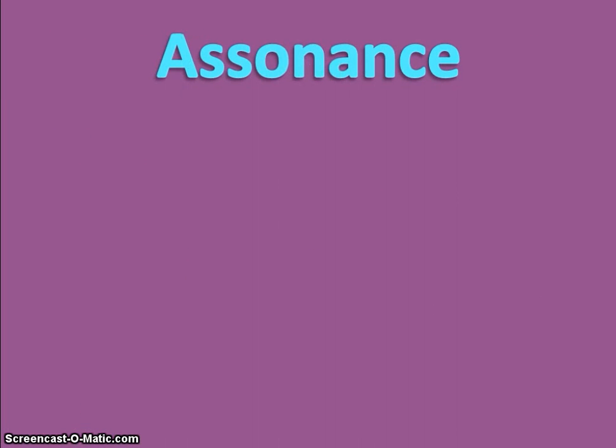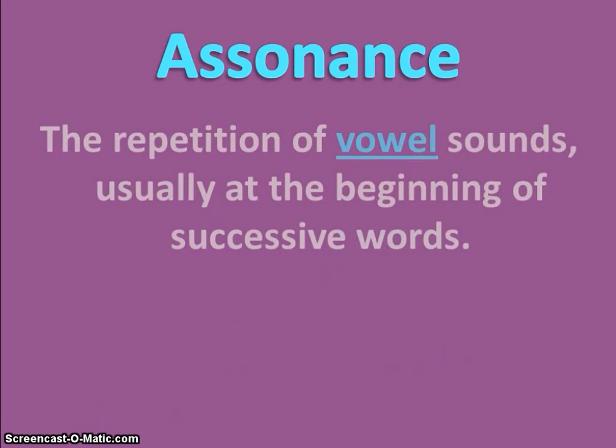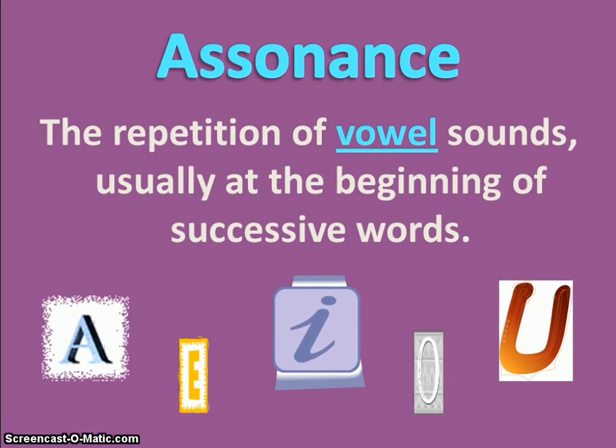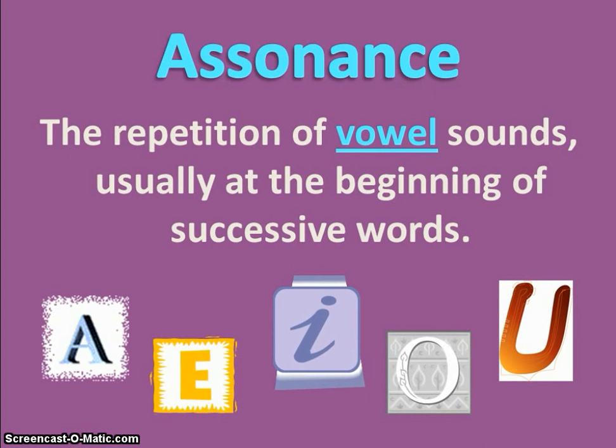Now let's talk about assonance. It's just a little different, so make sure you're all ears so you don't get them mixed up. The definition of assonance is the repetition of vowel sounds, usually at the beginning of successive words. See the difference? Assonance is all about vowel sounds, and alliteration is all about consonant sounds.